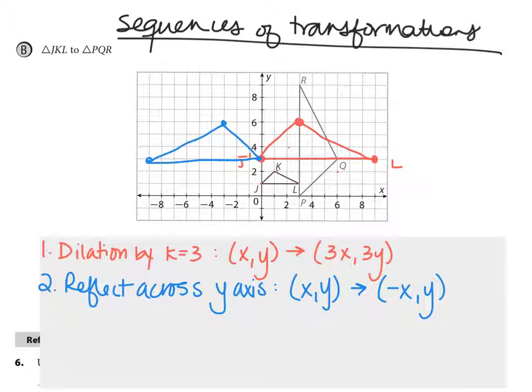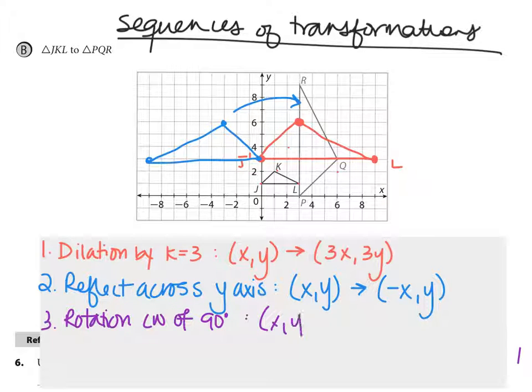And the last thing I see is that this is going to need to rotate so that it's in the right spot. And to me, this is a rotation. I'm rotating 1 quadrant, which we remember is 90 degrees. And if I draw that out, I'm just drawing that arrow to show myself that that is actually a clockwise rotation. So my third here is a rotation clockwise of 90 degrees.